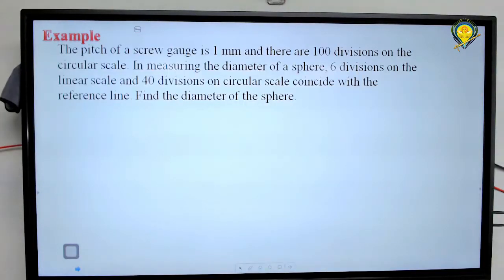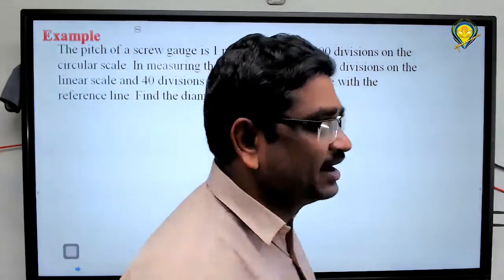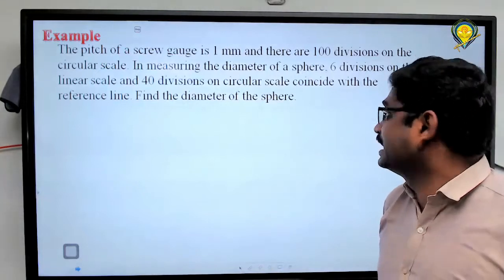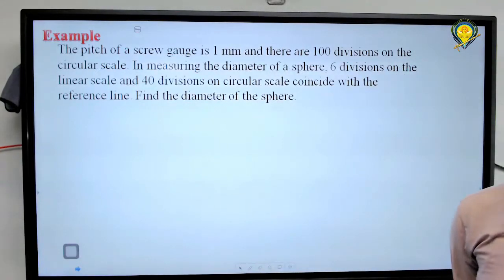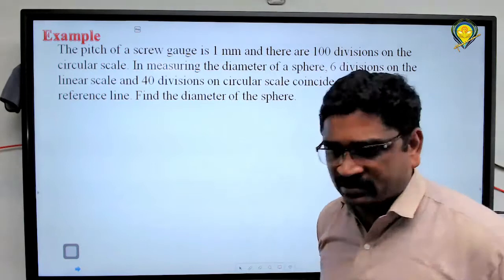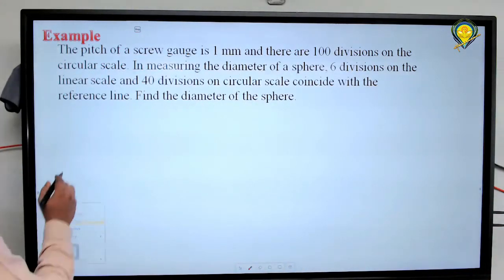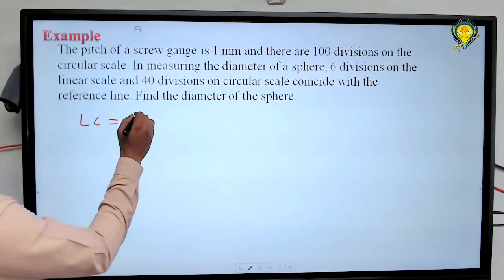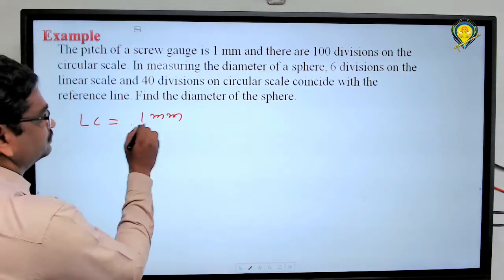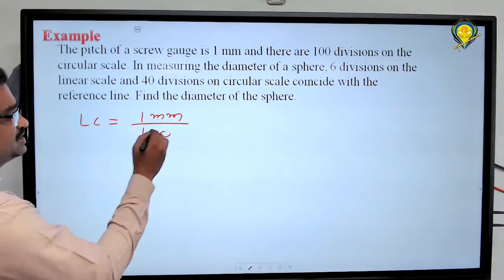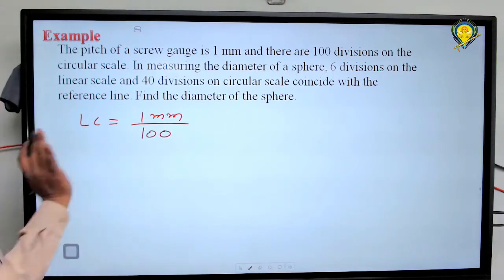the pitch of the screw gauge is 1 mm. Here pitch is given as 1 mm and there are 100 divisions on the circular scale. That means what is the least count? From the first line we can write the least count. So what is the value of the least count? Least count equals the pitch of the screw, that is 1 mm, by the number of circular scale divisions, 100. 1 by 100 mm. Next.